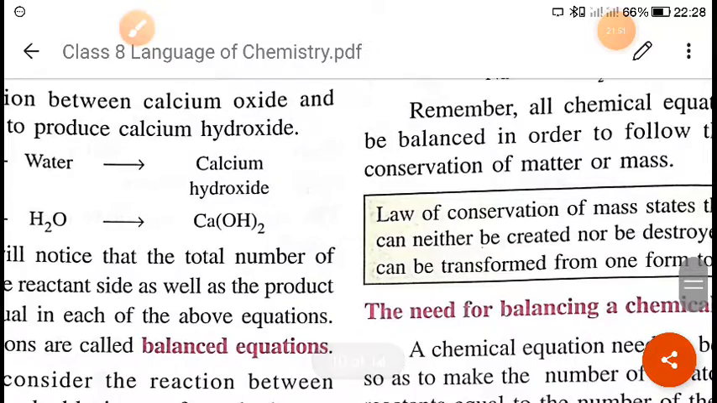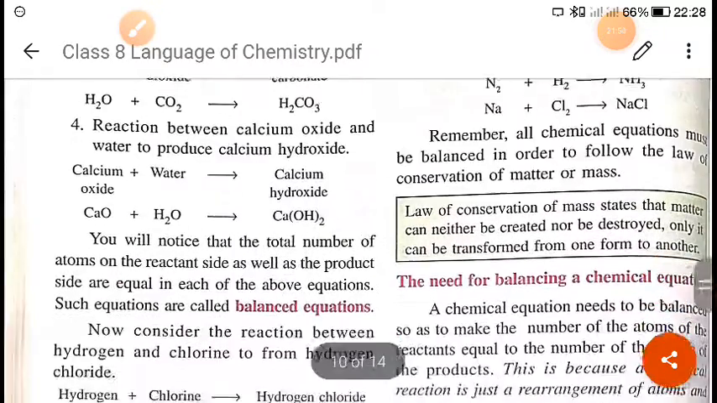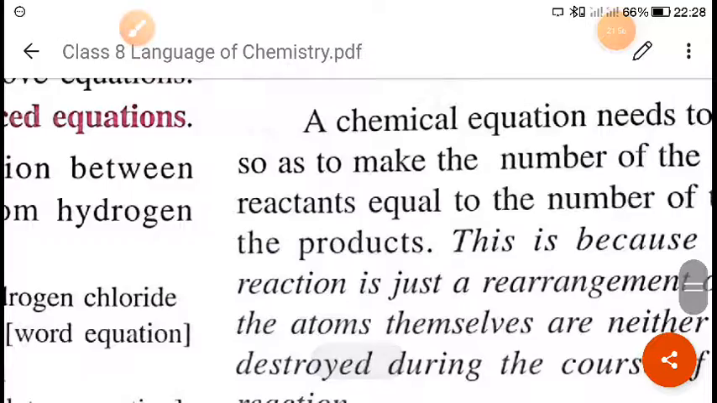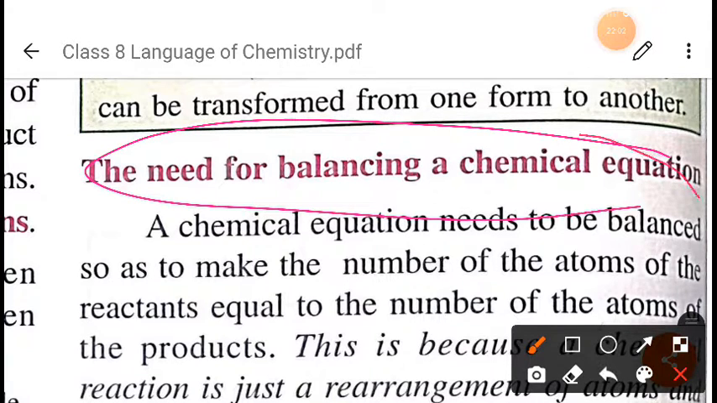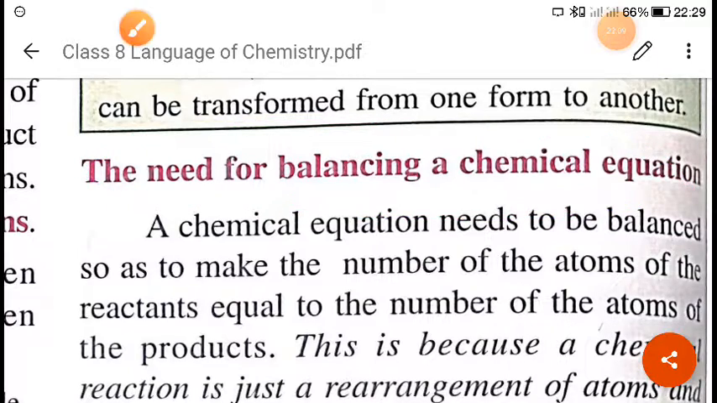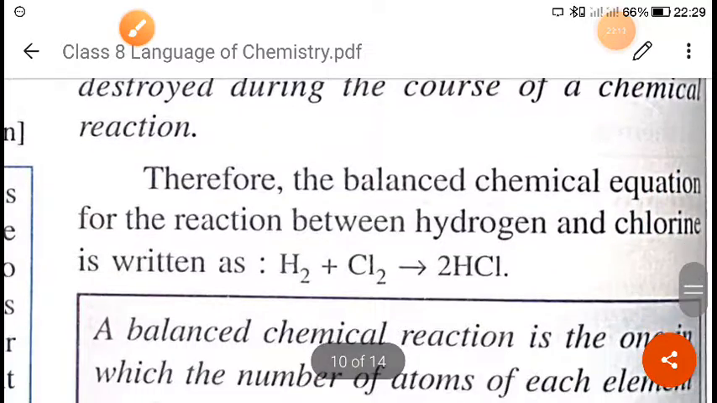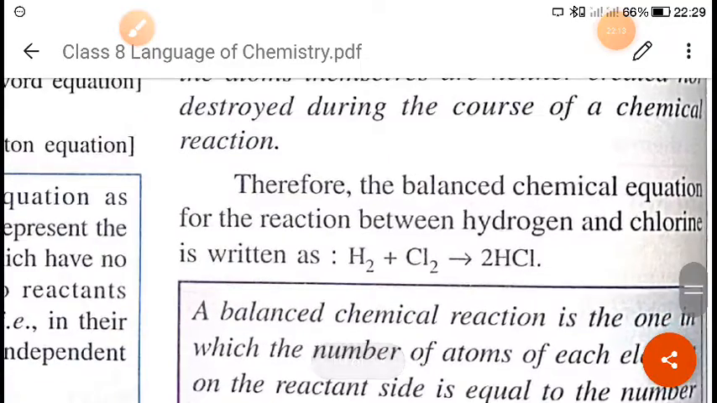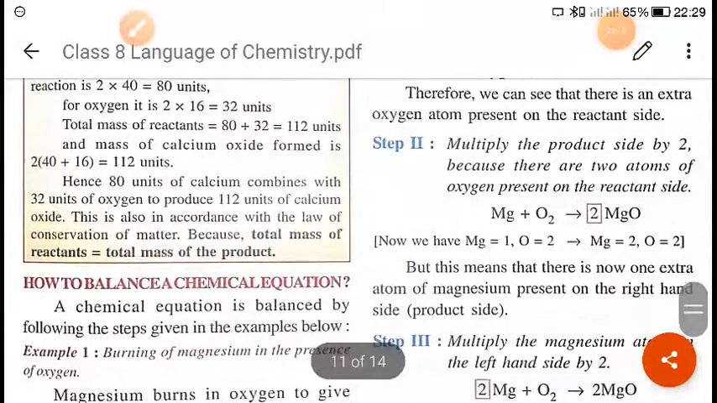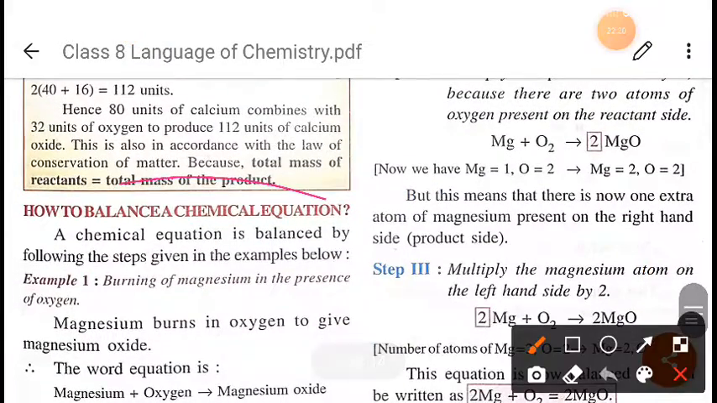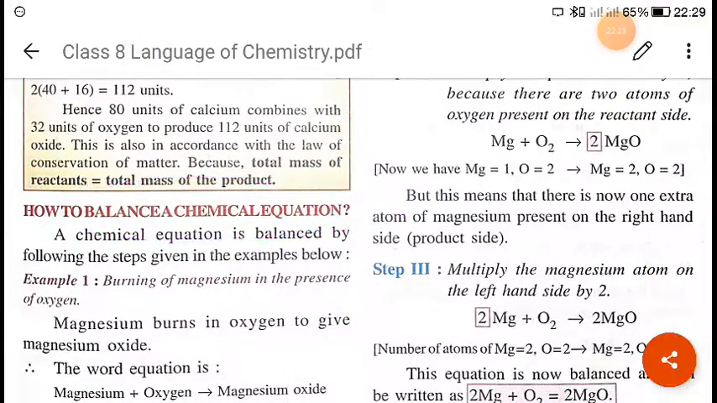In the next class we will see why there is a need to balance a chemical equation, why that need was felt, and how to balance a chemical equation. These two things we will see in the next class.